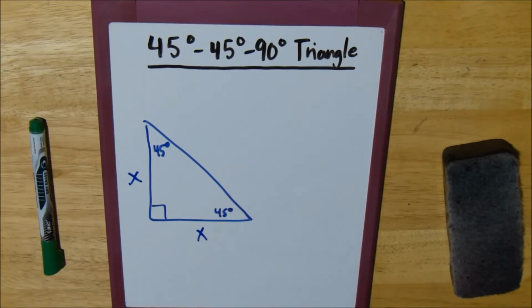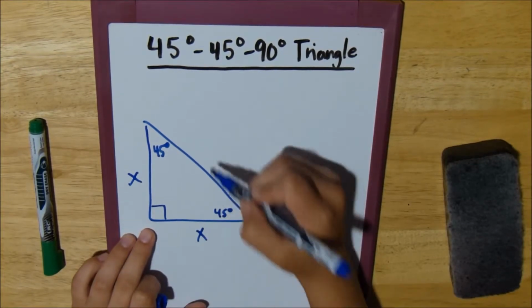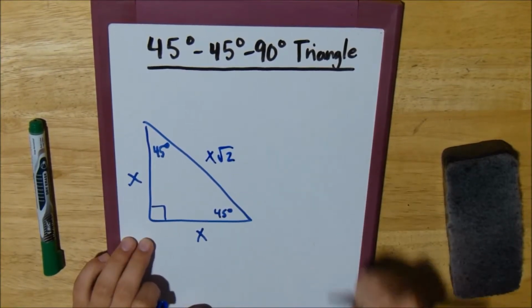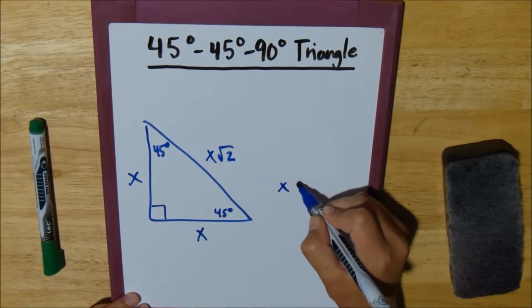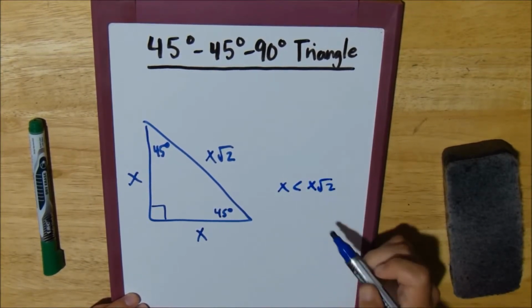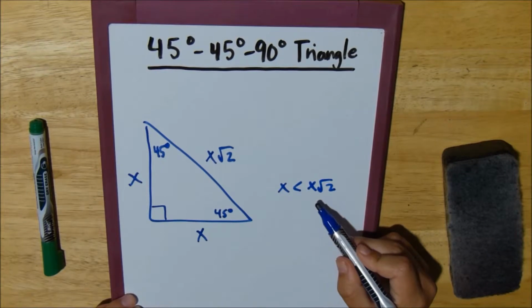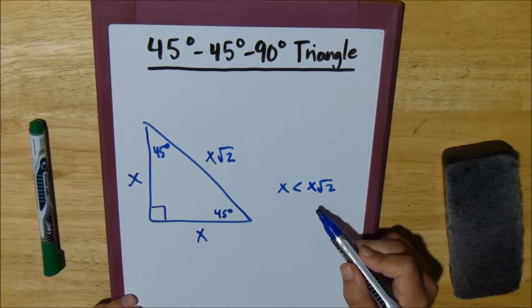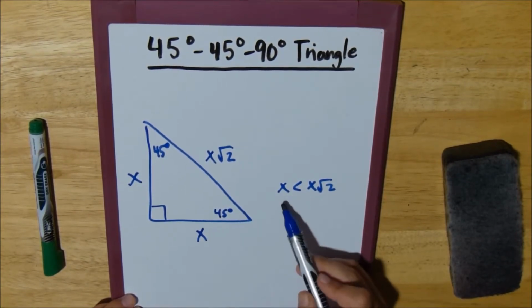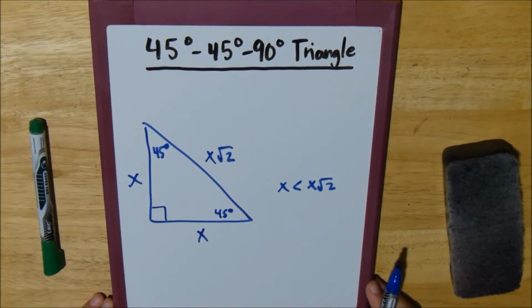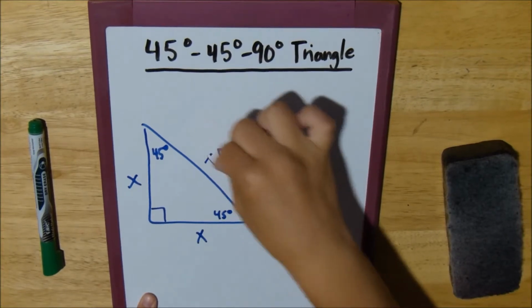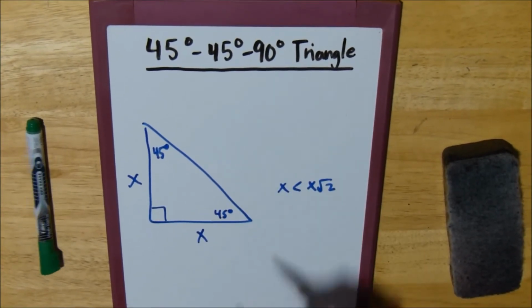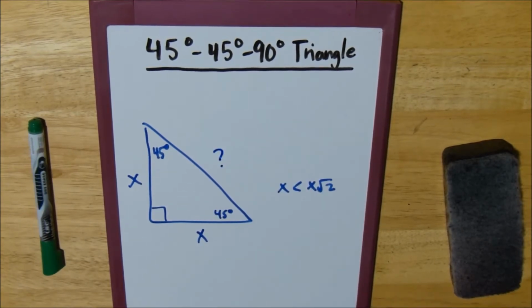Now, we know that the side length across from our 90 is x root 2. And this makes logical sense because x is smaller than x root 2, because this is the same thing as x times root 2, and when you multiply something by a number, it's going to be bigger than the original number, right? But how about if one day we were taking a test and we just couldn't, for the life of us, remember what this value was, right?